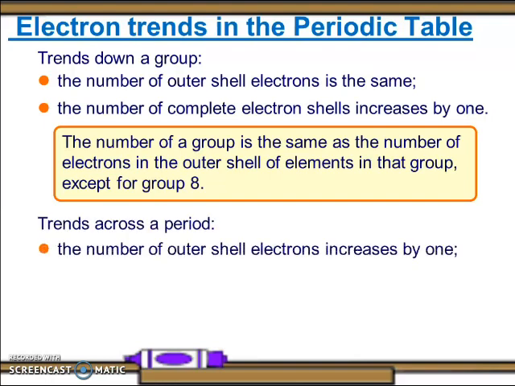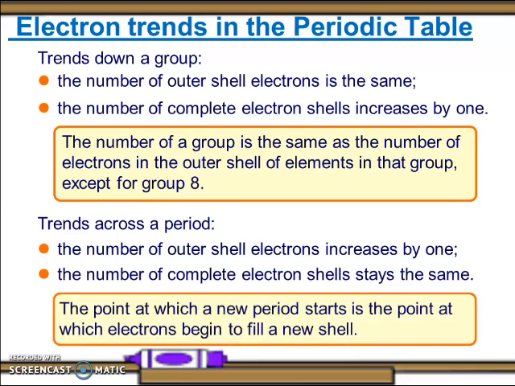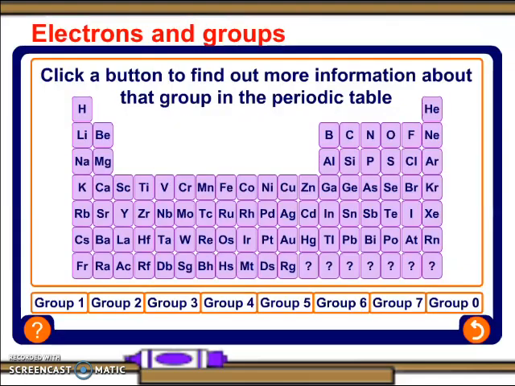Trends across a period. The number of outer shell electrons increases by 1. The number of complete electron shells stays the same. The point at which a new period starts is the point at which electrons begin to fill a new shell. Let us find out more about the electrons and group in the periodic table.